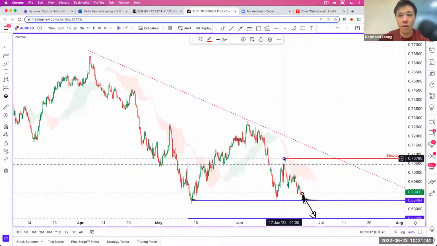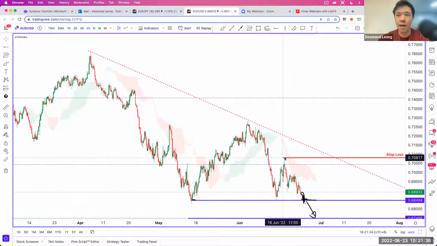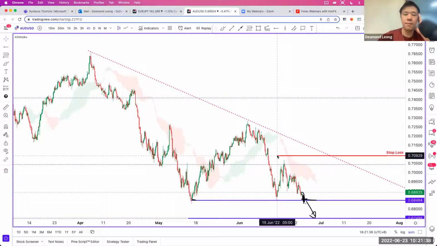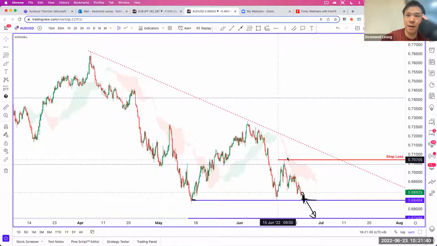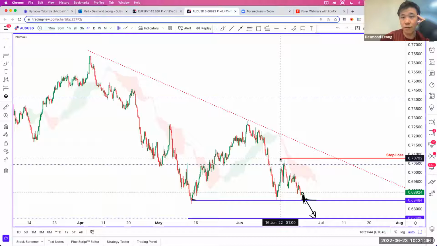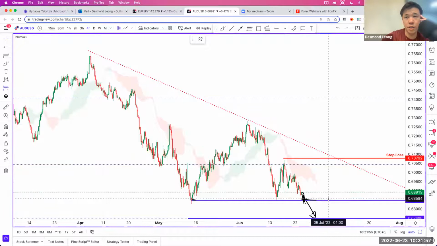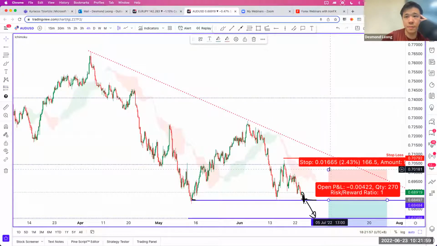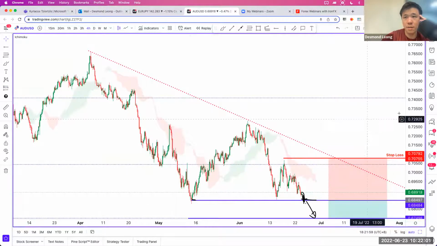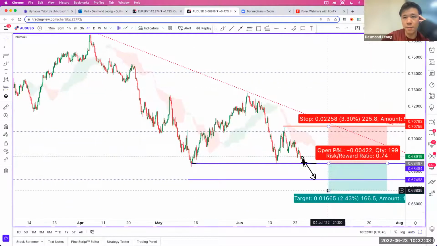So when you put your stop loss over here, some people place their stop loss very far away, and there is a price that you have to pay for having a further stop loss. What do I mean by that? Let me just show you. If this was our entry, so I got a short position, this is my stop loss, and this is my take profit.